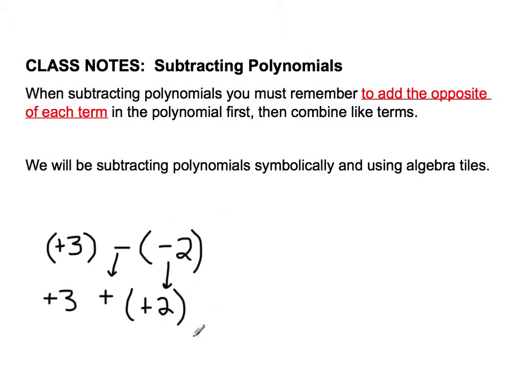So we're going to use that concept here. When we're subtracting polynomials, you must remember to add the opposite of each term in the polynomial first, then combine like terms. So we're going to write all our subtraction statements as addition statements first, and then we're going to just add by collecting like terms. Okay, so let's see what it looks like in terms of algebra tiles, or showing those pictures first, and then we'll translate it over to the symbolic.